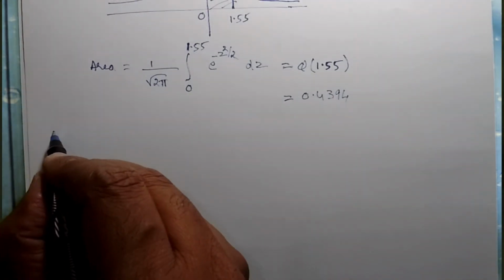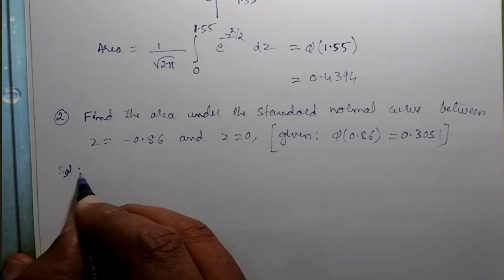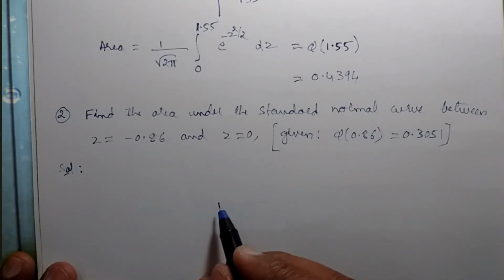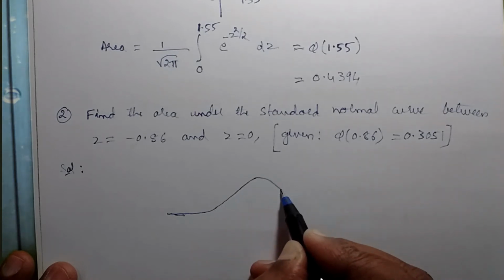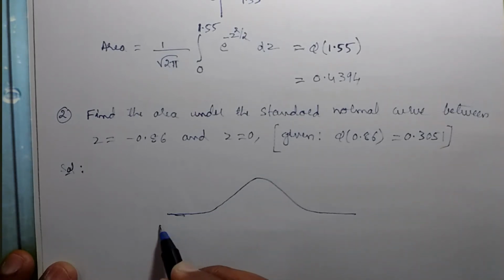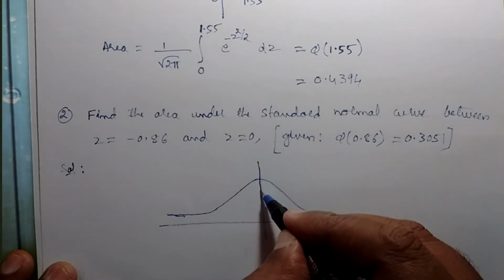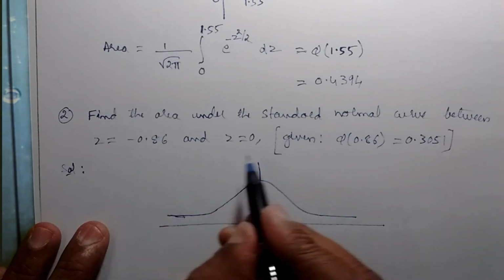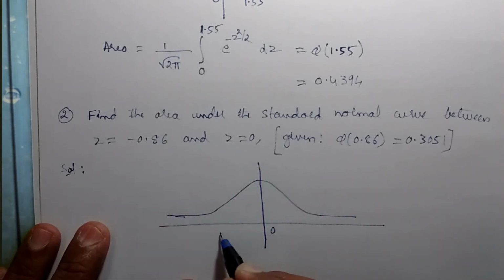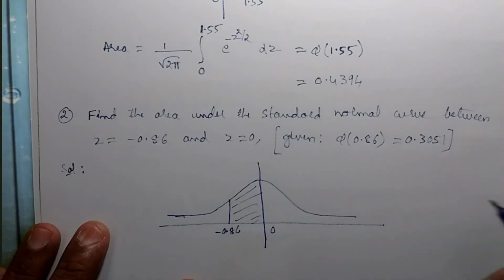Let us take another example. So once again, let us draw the normal curve. So this is the normal curve you have with respect to the coordinate axis. So it is 0 to minus 0.86 somewhere over here. So we need to find out this area.